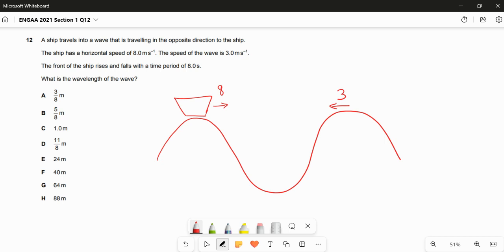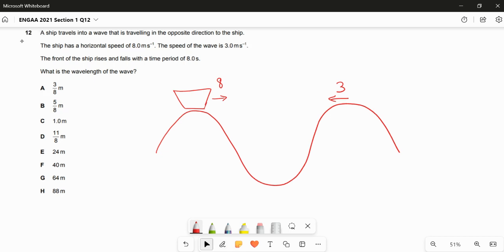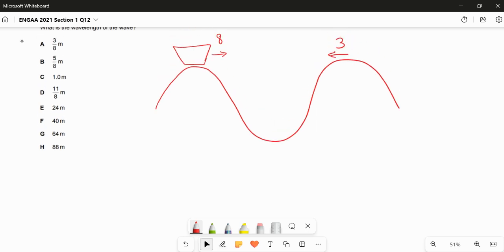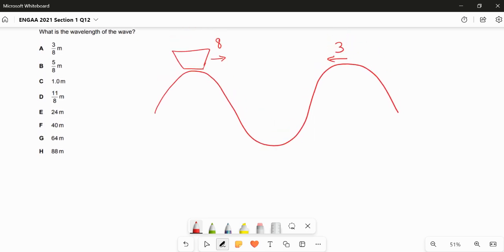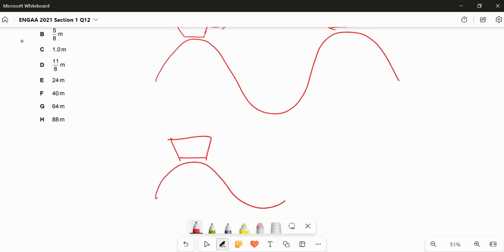So what we need to do is picture what the ship looks like in its own frame of reference. So what I mean by that is the wave is traveling 3 meters per second towards it, and it's coming at 8 meters per second. So the wave would look like it's traveling to the ship, like through the ship, at a speed of 11 meters per second. So this would be the speed of the wave in the frame of the ship.